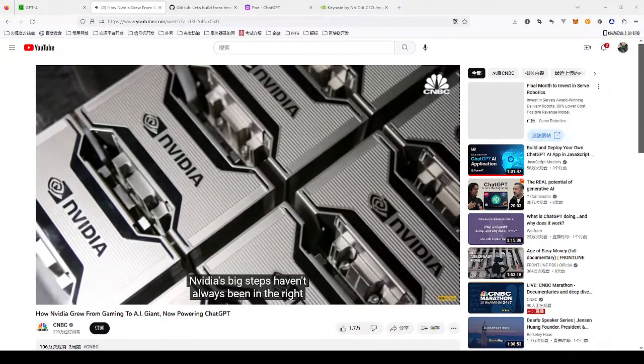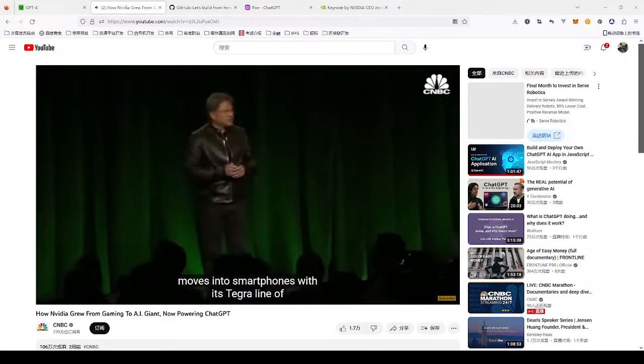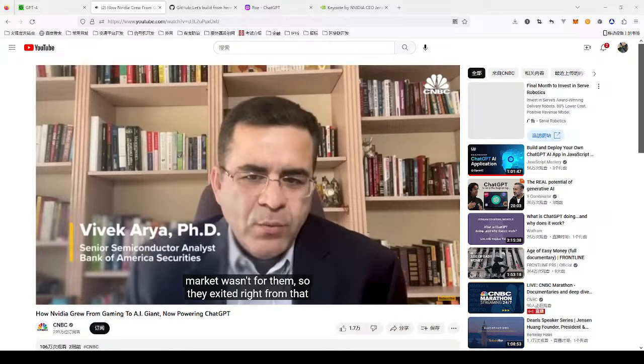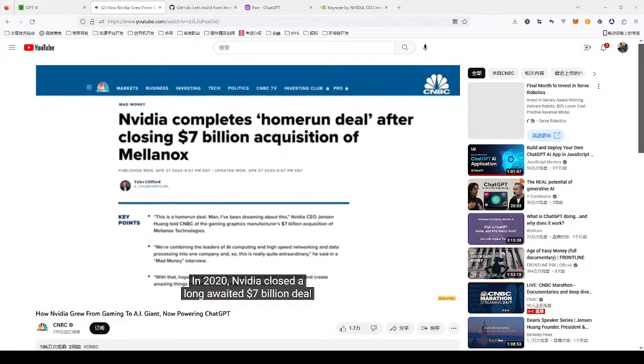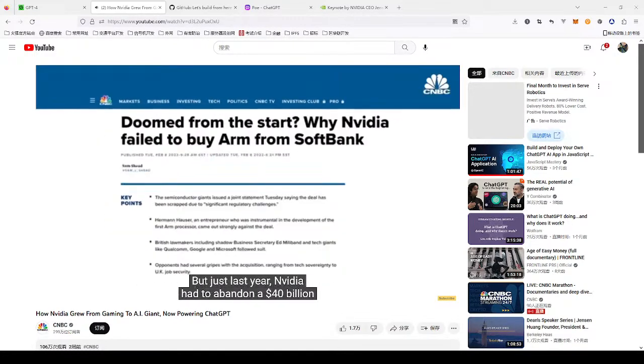NVIDIA's big steps haven't always been in the right direction. In the early 2010s, it made unsuccessful moves into smartphones with its Tegra line of processors. You know, they quickly realized that the smartphone market wasn't for them, so they exited from that. In 2020, NVIDIA closed a long-awaited $7 billion deal to acquire data center chip company Mellanox. But just last year, NVIDIA had to abandon a $40 billion bid to acquire ARM, citing significant regulatory challenges. ARM is a major CPU company known for licensing its signature ARM architecture to Apple for iPhones and iPads, Amazon for Kindles, and many major car makers.